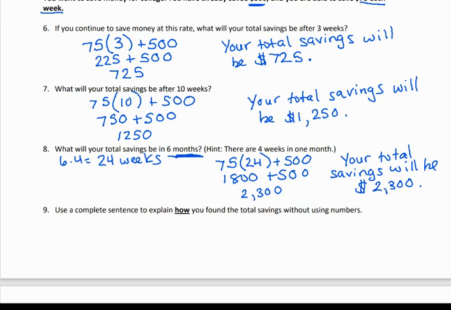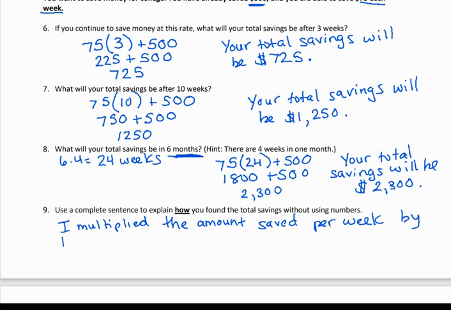So what did we do every time? We started with 75, but we don't want to say that. So what does 75 represent? Per week. Good. Okay. So I multiplied the amount saved per week. So that was the 75. And what did we multiply it by? We multiplied it by 3, 10, and then 24. What do those represent? The amount of weeks, exactly. So I multiplied the amount saved per week by the number of weeks.